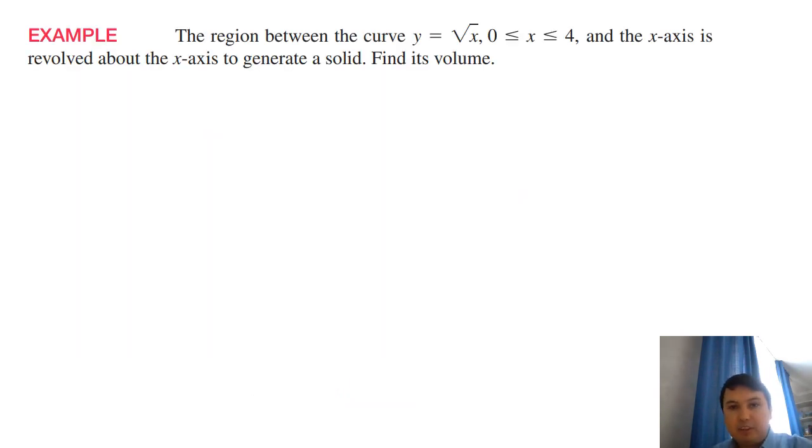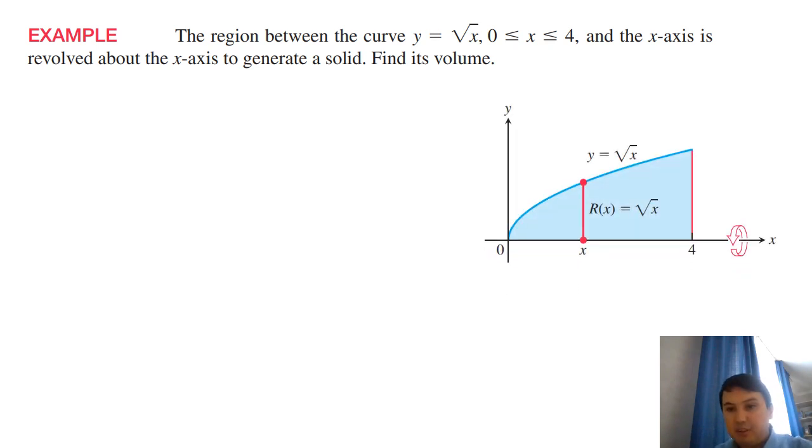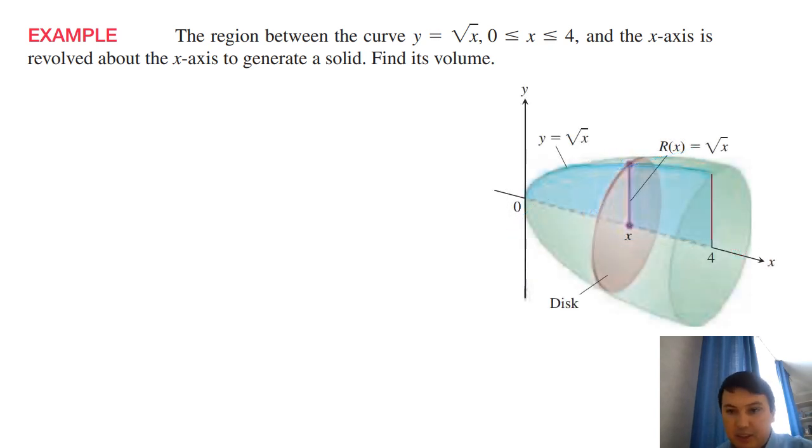All right, the region between the curve y equal to square root of x restricted on the [0, 4] interval and the x-axis is revolved about the x-axis to generate a solid. So you need to sketch the graph of y equal to square root of x, restrict yourself from 0 to 4, and rotate around the x-axis. This is my function right here, and when I rotate, I get a solid of this form. I would like to calculate its volume.